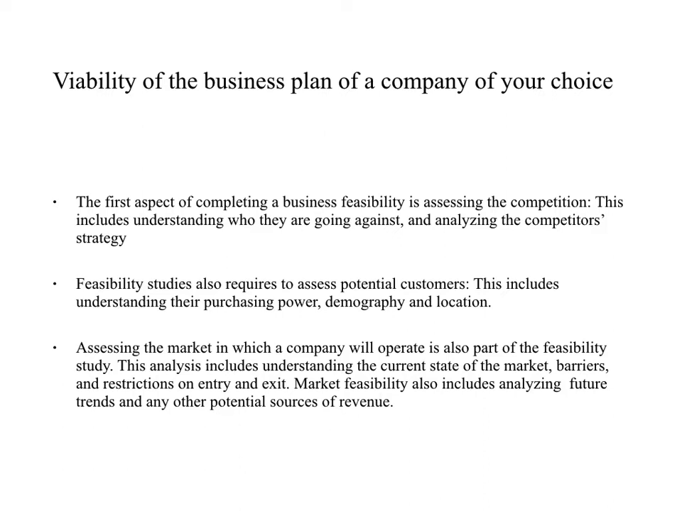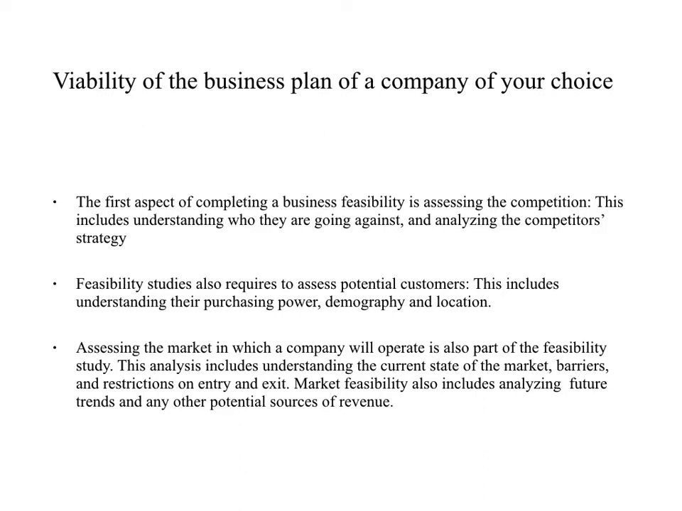In assessing the competition, it helps you understand how your competition works, who you are going against, what strategy they are using, and based on that, how you can develop your own differentiation strategy and how that strategy would help you to be successful as a company.